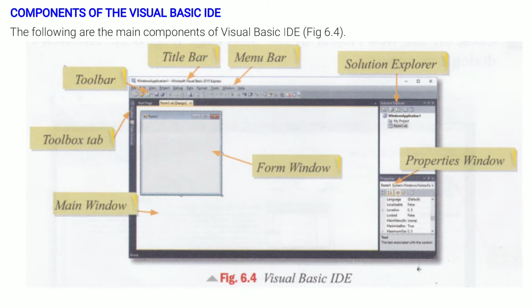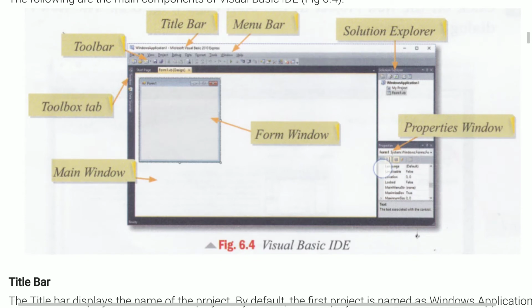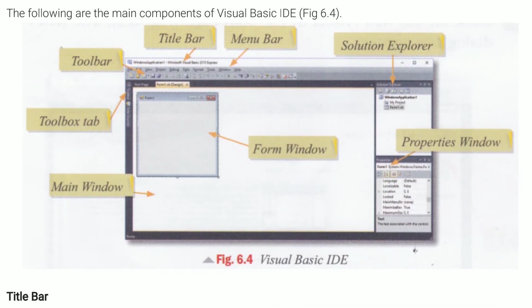Now let's understand about the different components of the Visual Basic IDE playground. These are title bar, menu bar, solution explorer, toolbar, toolbox, main window, form window and properties window. Now let's understand about every component one by one in detail. First one is title bar.